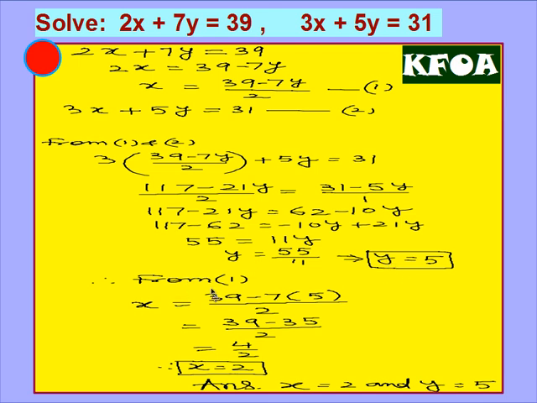And when you substitute this y equal to 5, don't substitute in just any equation, though I say you substitute in the equation which you found in the form of x or y. So here, x is equal to 39 minus 7 into 5 upon 2. So 35. So x is equal to 4 upon 2, which gives you 2. So the answer is x is equal to 2 and y is equal to 5.